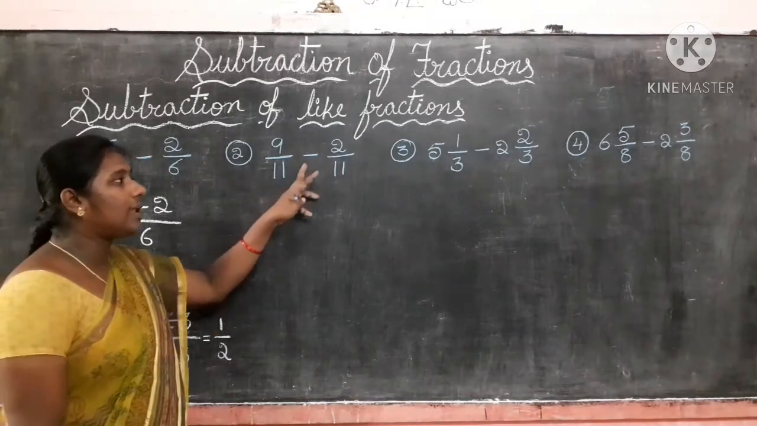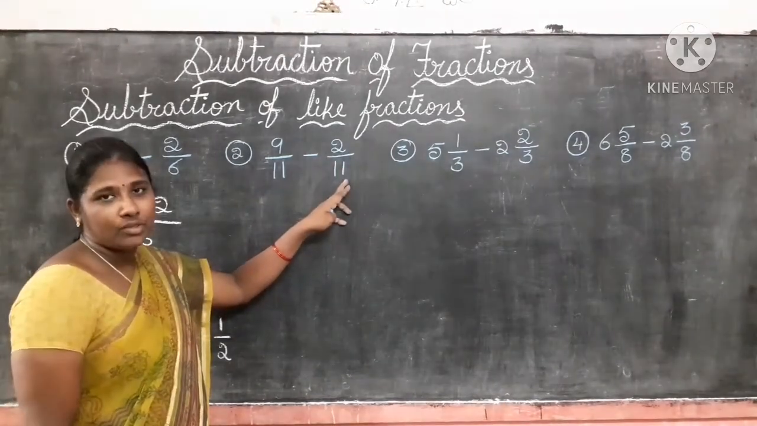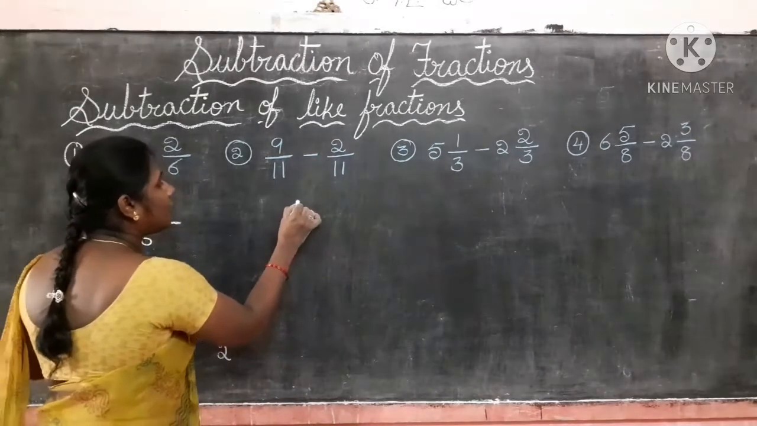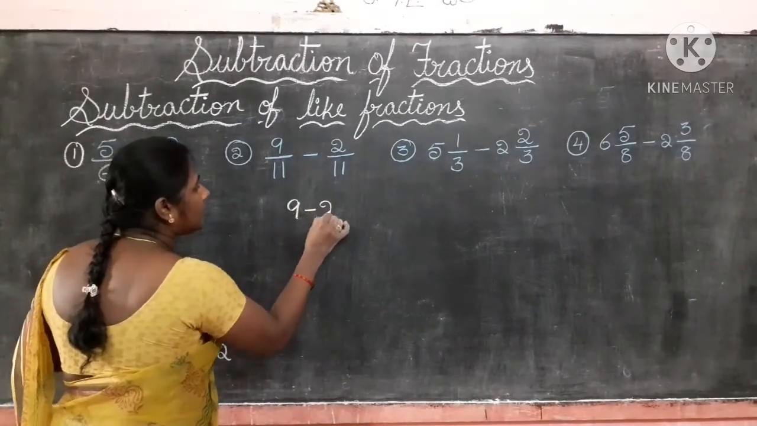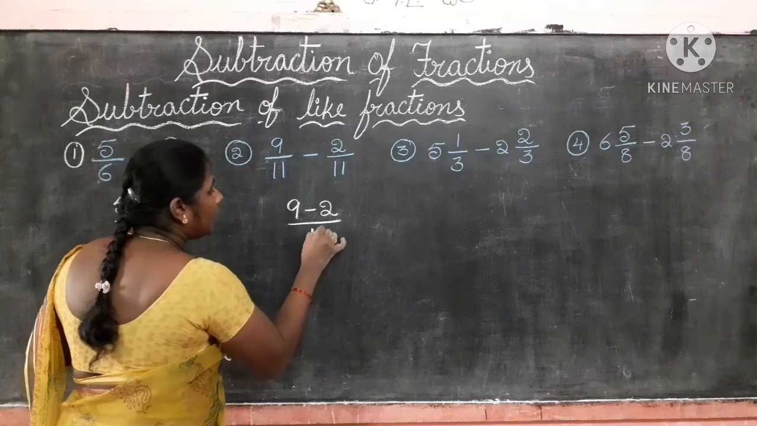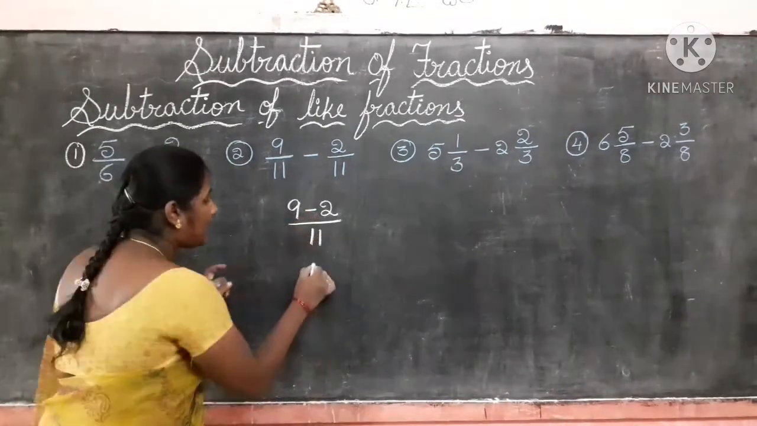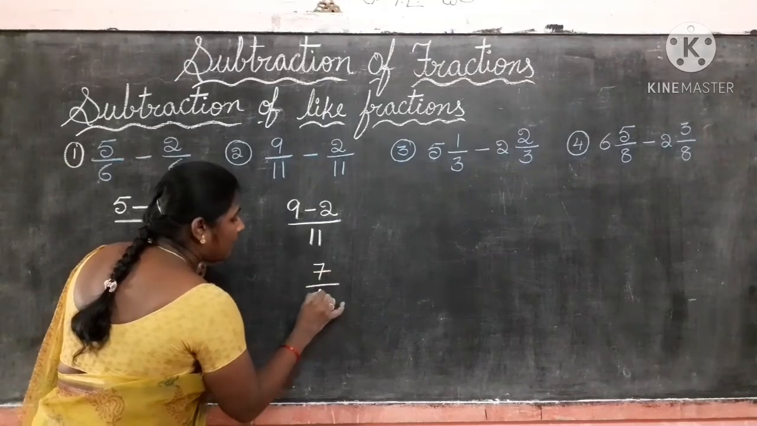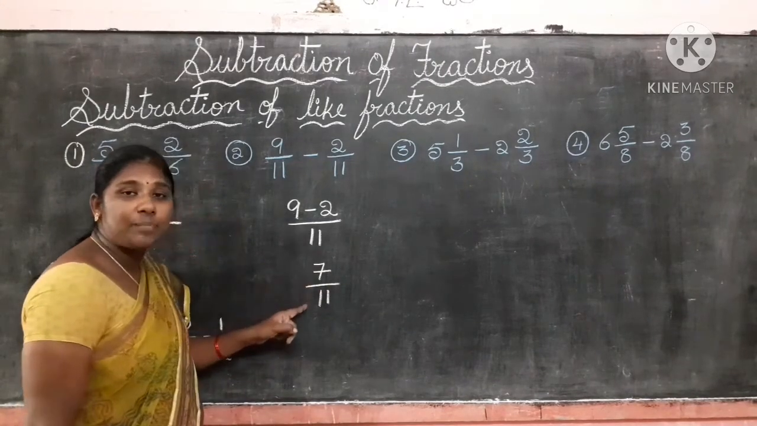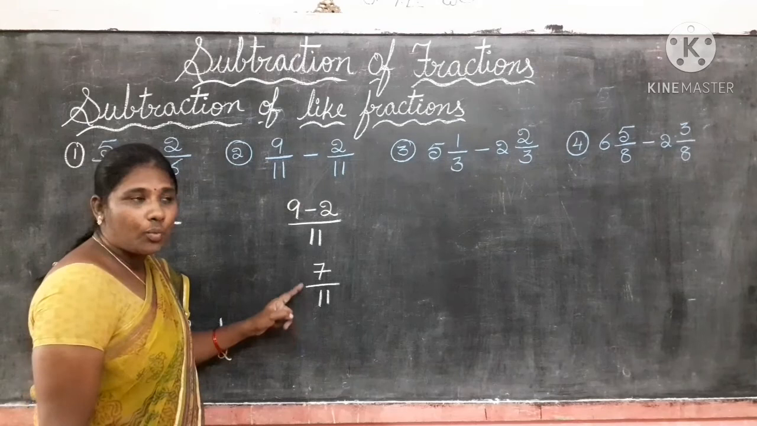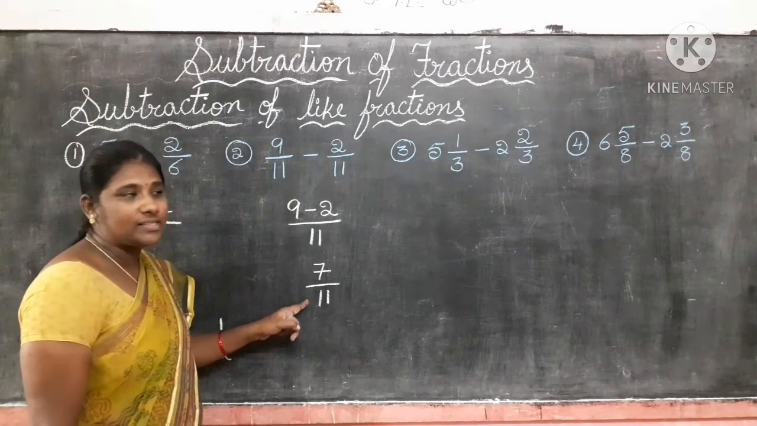Next one, 9 by 11 minus 2 by 11. Here the denominators are the same. First we have to subtract the numerators. 9 minus 2 by 11. 9 minus 2, 7. 7 by 11. 7 by 11 is a proper fraction, so we can't convert this into a mixed fraction.